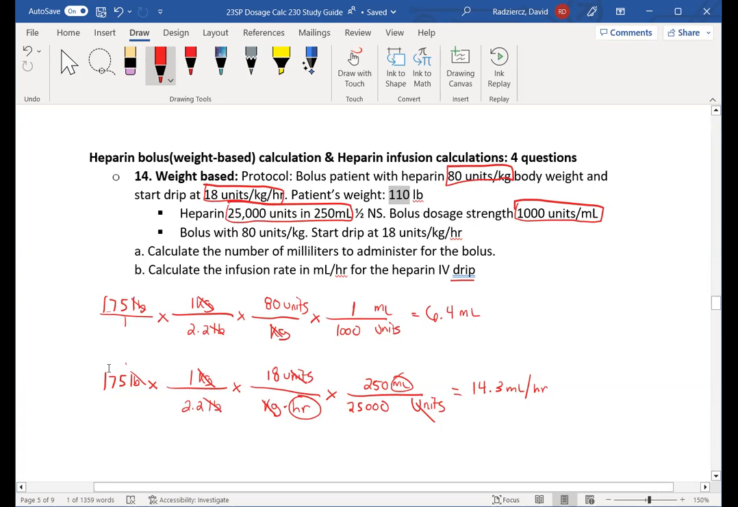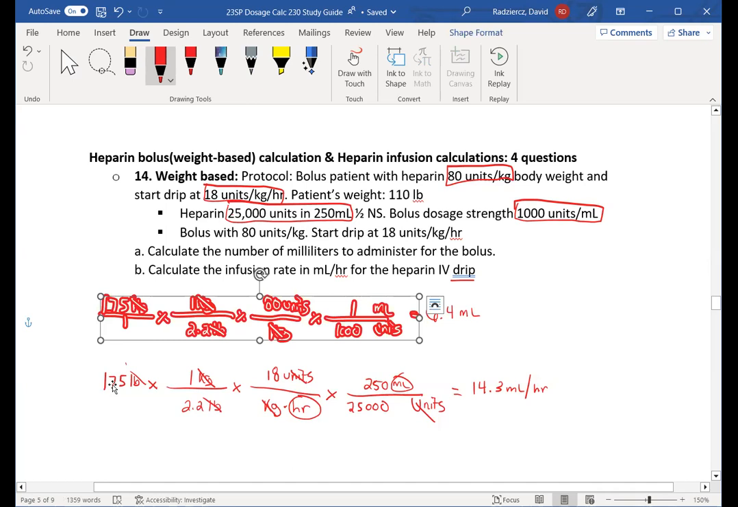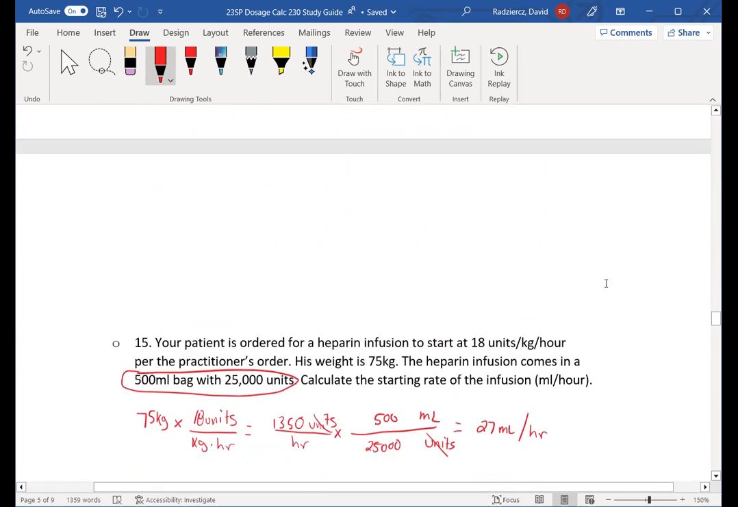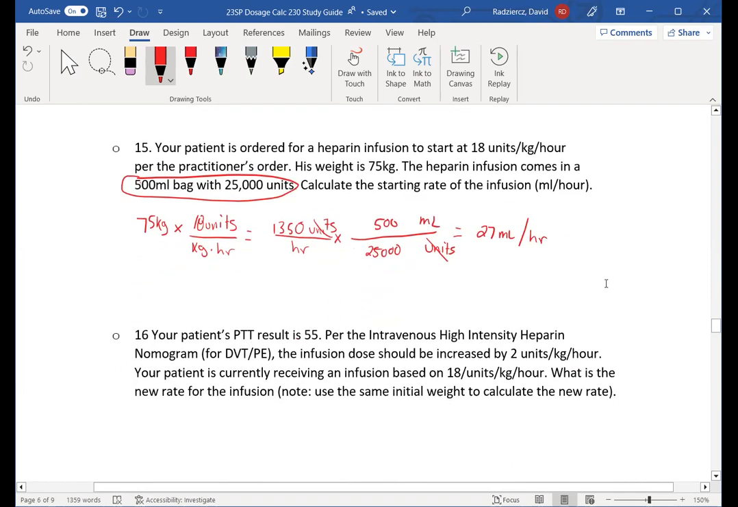So you'll notice that I did an example here. I used a 175-pound patient. So that's what this answer is for 175 pounds, as opposed to the question asking for 110 pounds. I just did a variation. And then these are just other examples of the same heparin type protocols that, again, it just comes down to practicing.